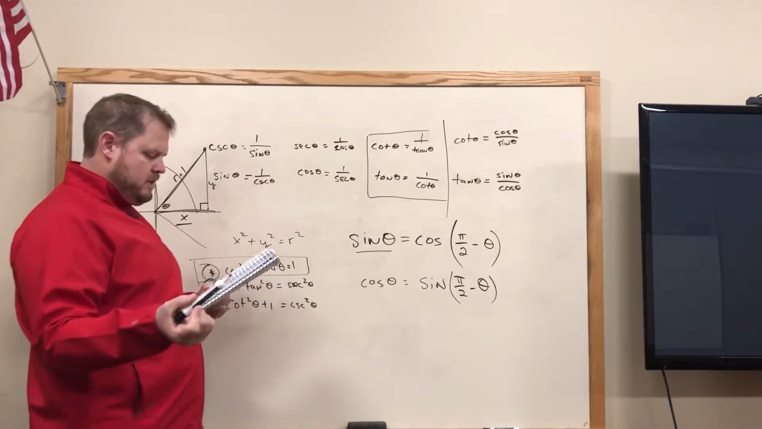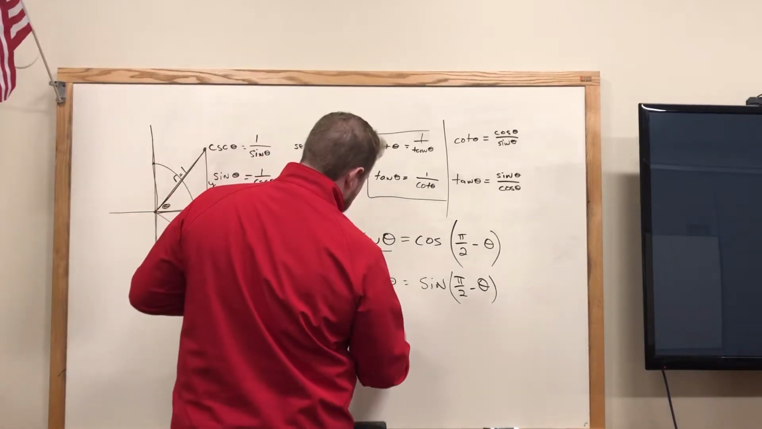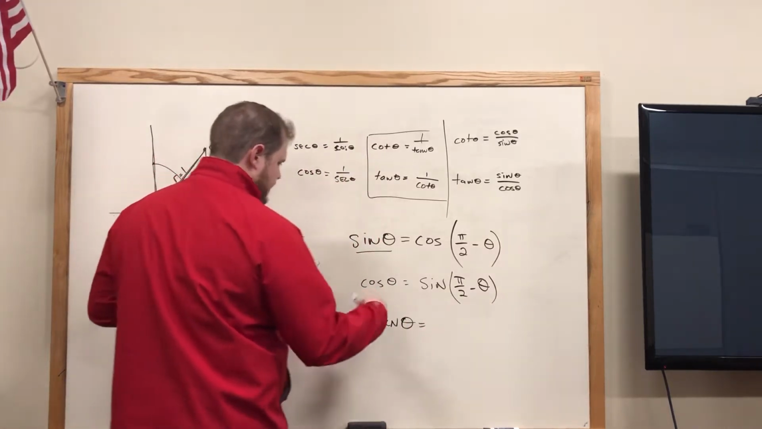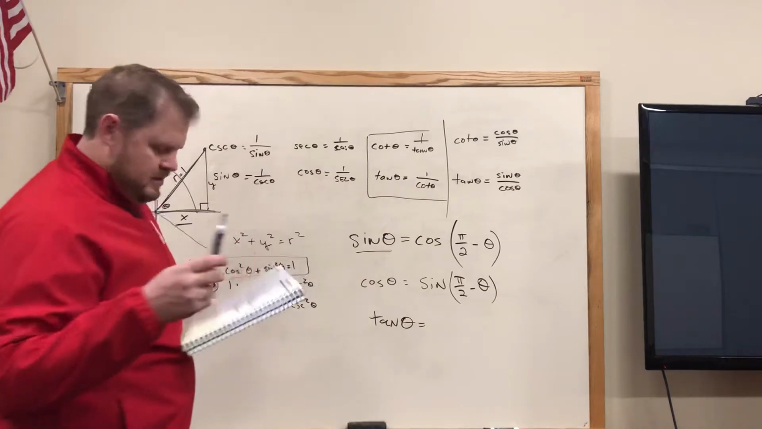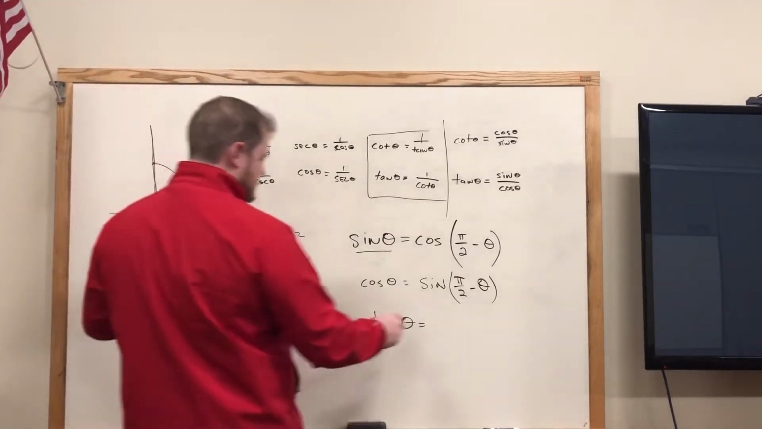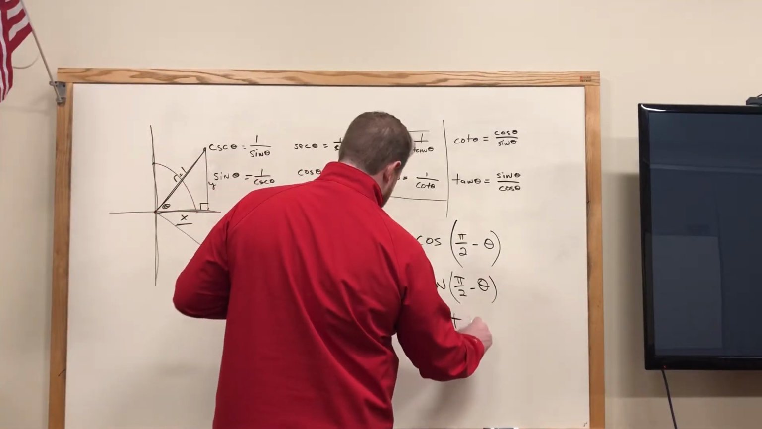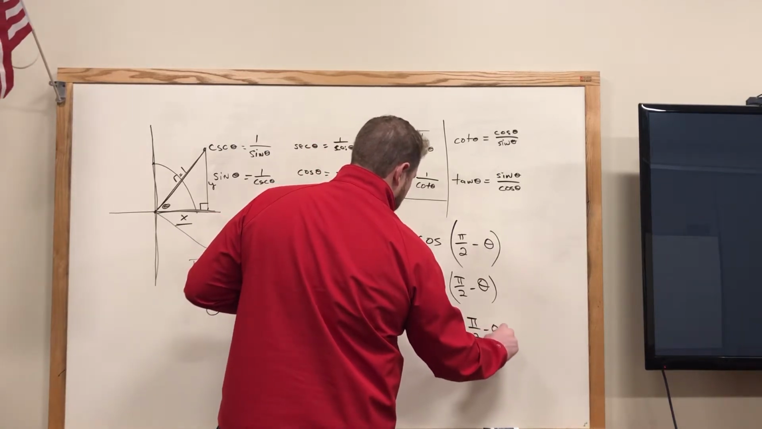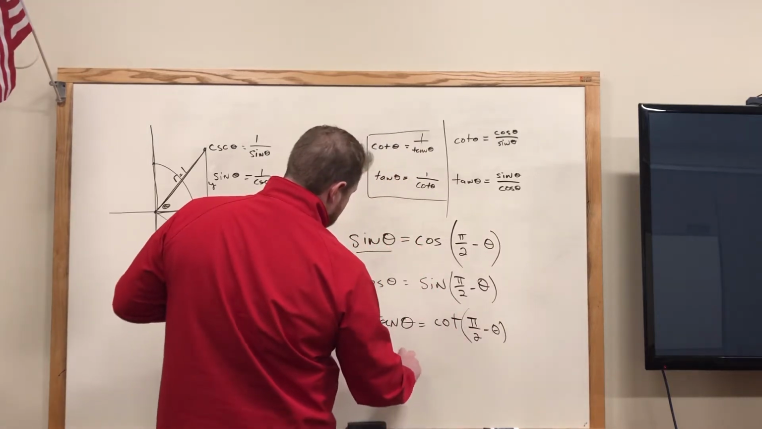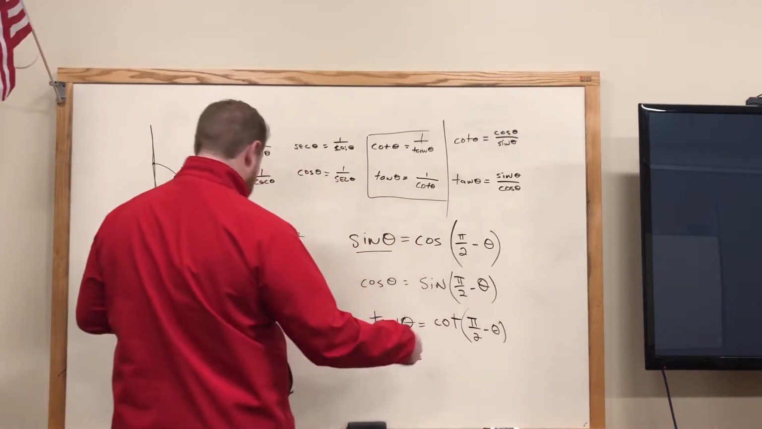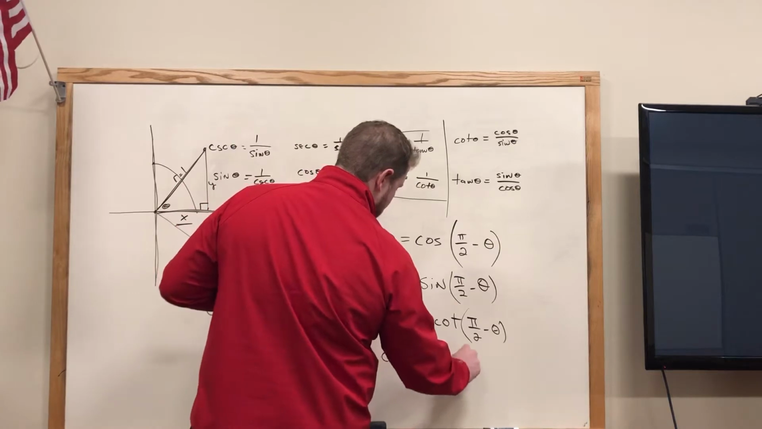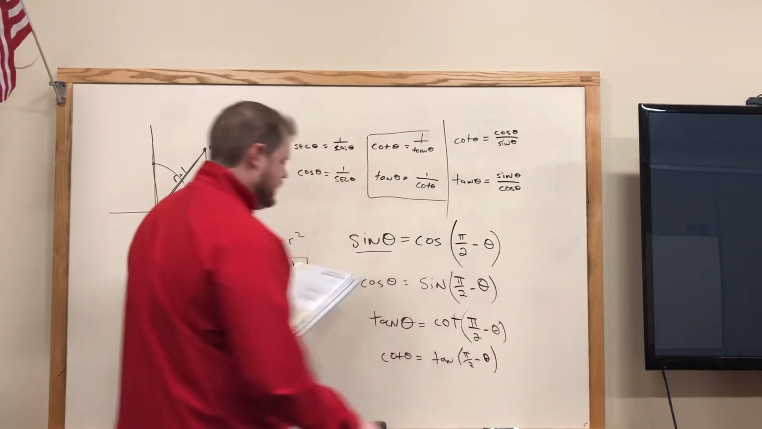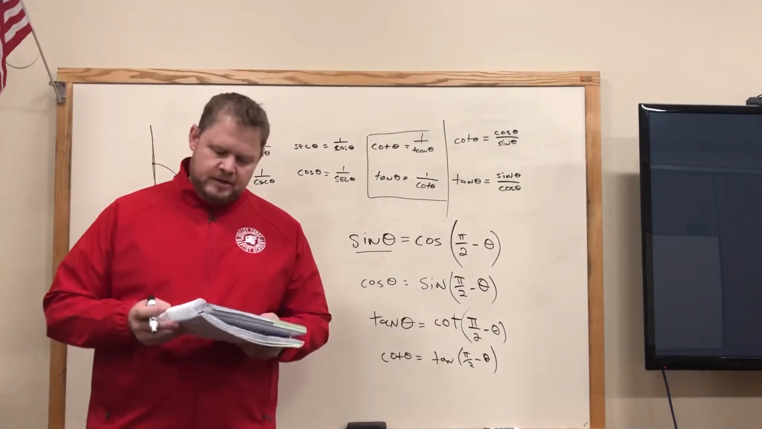So what would tangent be? Tangent theta would be, let's flip it to which one? When it flips, which one does it flip to? This is the different one. This one flips to cotangent, because they have to stay the same: cotangent of pi over 2 minus theta. And if it's cotangent, what do you think is going to happen? It's going to flip, and it's going to be tangent of pi over 2 minus theta. Okay? Keep those in mind as you go through this process.